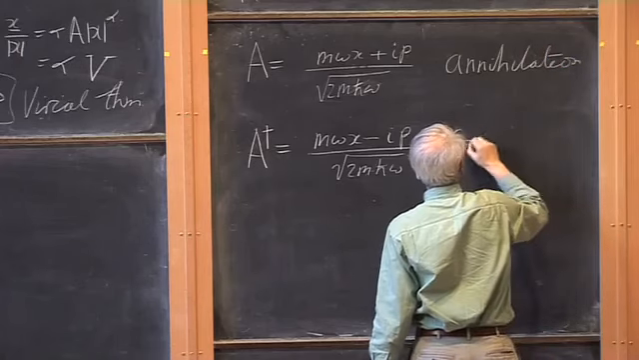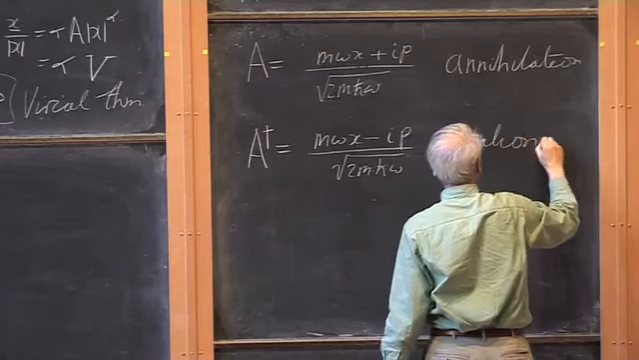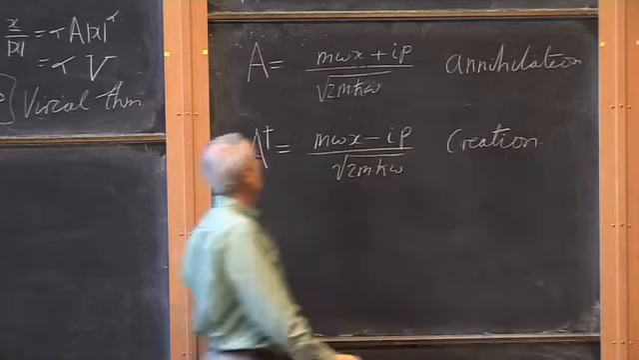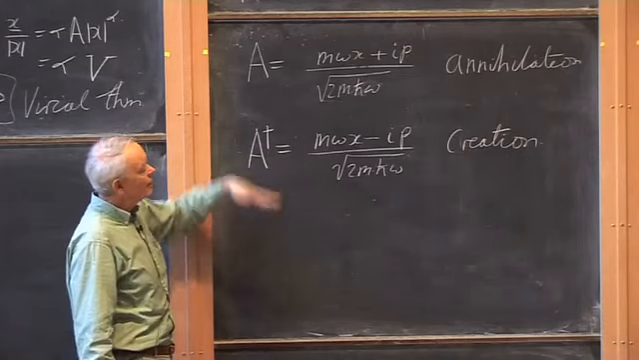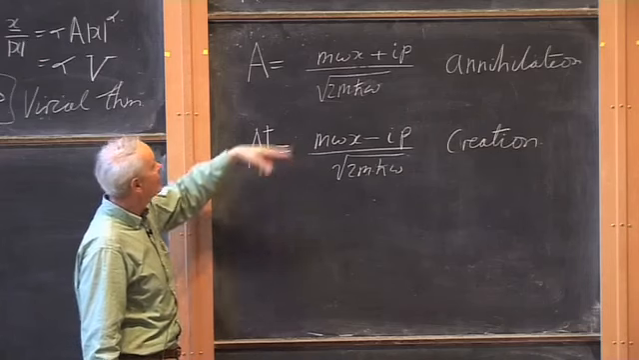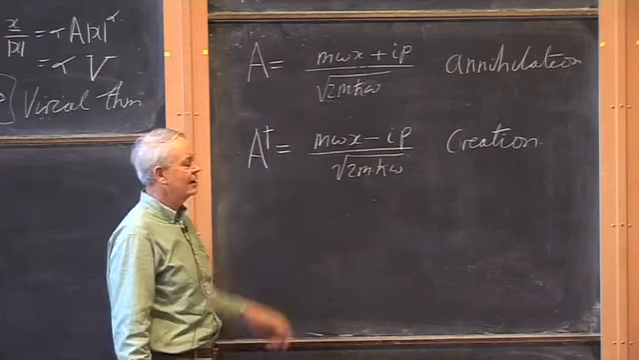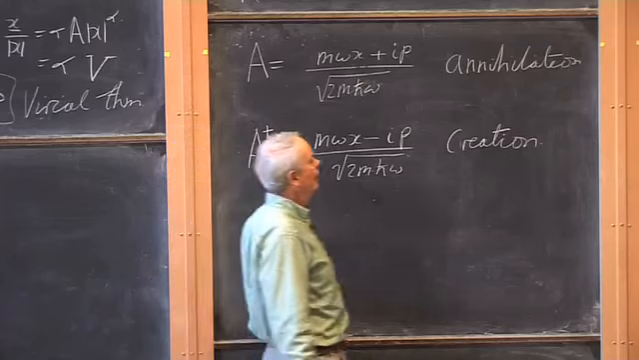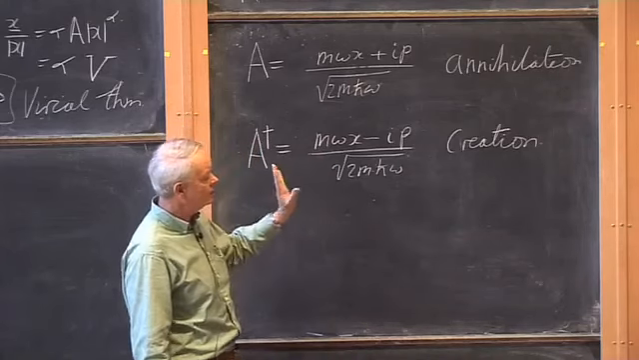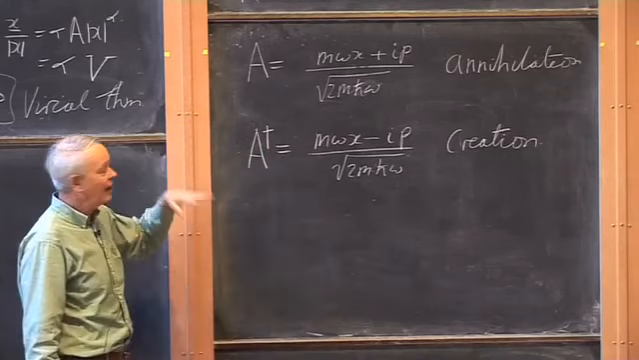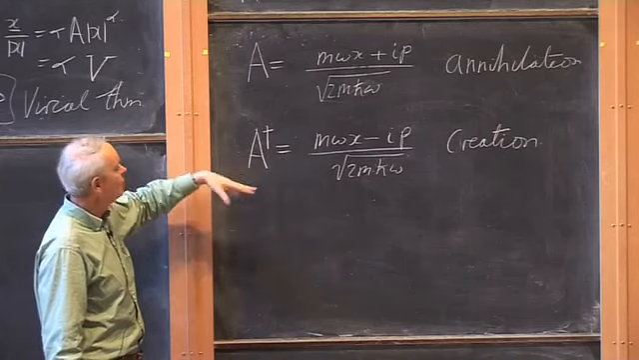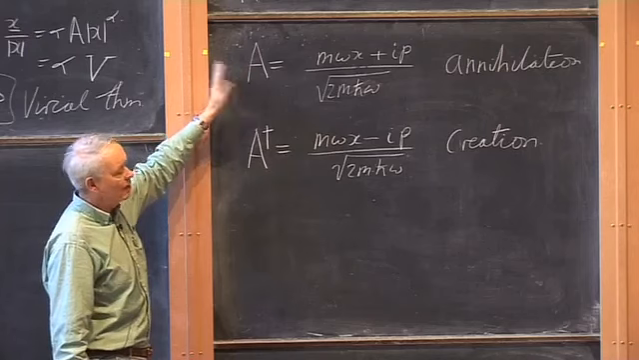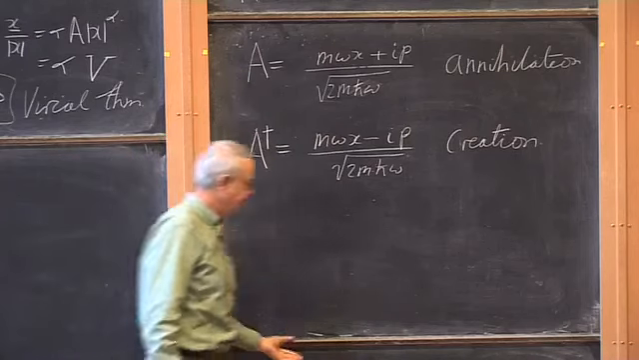And this is a creation operator. The reason they have these names will emerge, but it is that if you use this on a state, this operator increases the excitation of our harmonic oscillator, and this operator reduces the excitation of our harmonic oscillator. And since in quantum field theory particles are excitations of the vacuum, this thing creates a particle because it creates an excitation, which is a particle, and this thing destroys a particle because it destroys an excitation.